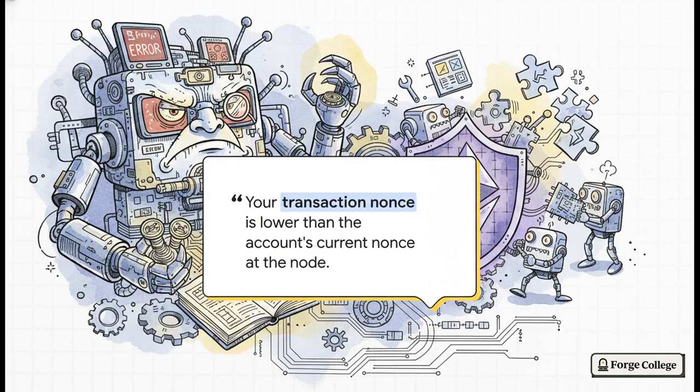But, well, before we get too excited, let me introduce you to the ultimate gatekeeper. Picture this. Error, nonce too low. I don't know who you think you are, but you're out of order. Yeah, that is the voice of a grumpy Ethereum node.